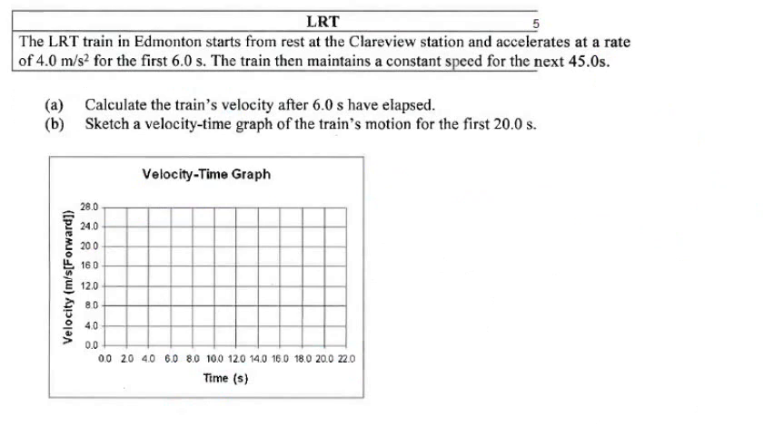Oh, what's this? LRT draws. Okay, a train starts from rest at Clairview Station, accelerates for a while, and then gets to constant speed. Calculate the train's velocity. Okay, so here we actually are going to do an acceleration for the first time, and then they want a graph. All right, so what all have they told us? They say that this train is accelerating at 4 meters per second squared, so the acceleration is 4. And it does that for 6 seconds.